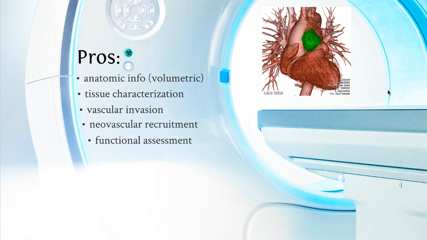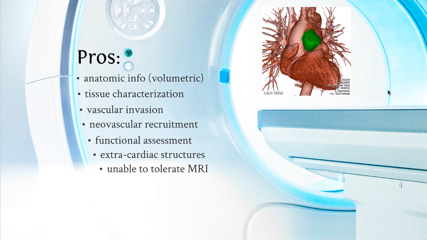Our ability for functional assessment is limited by the temporal resolution of cardiac CT, and I'll show you some examples of that. Cardiac MR definitely has better temporal resolution. We can get an idea of functional assessment, but it's not great compared to MR or echo. Extracardiac structures are great for CT. We get the whole chest or the whole abdomen and pelvis at the same time. That way we can look for mets or invasion.